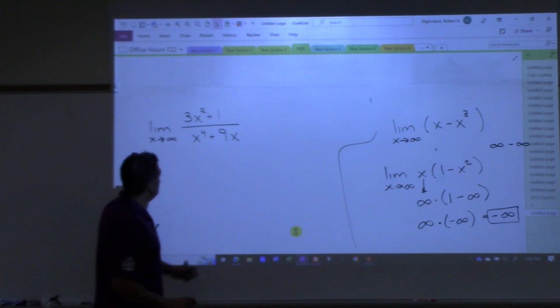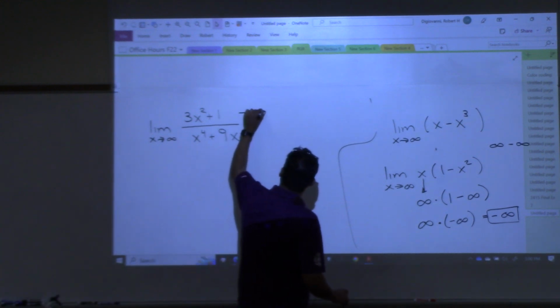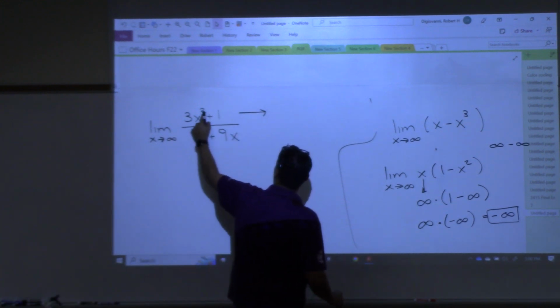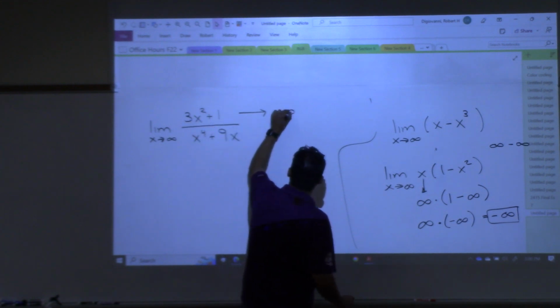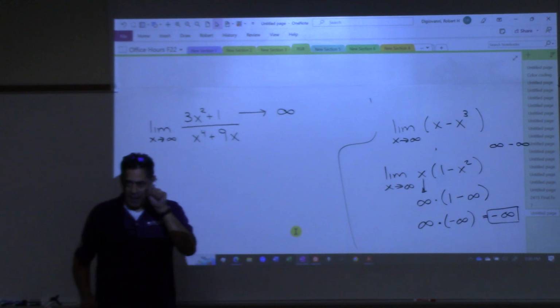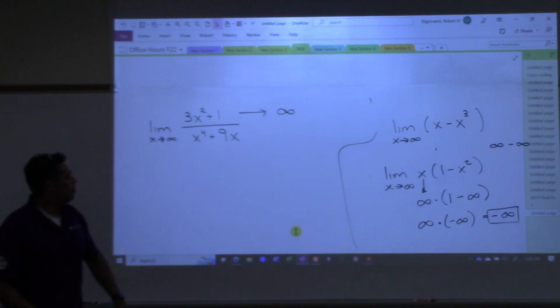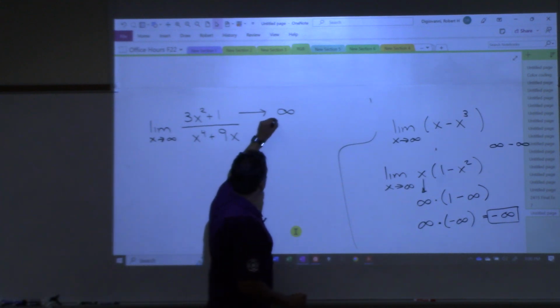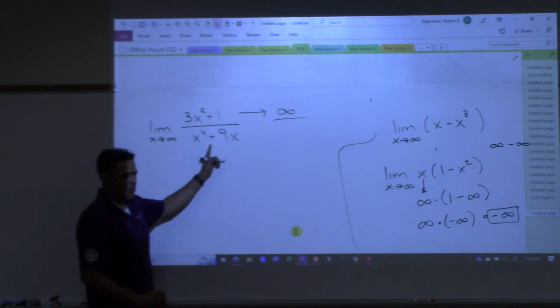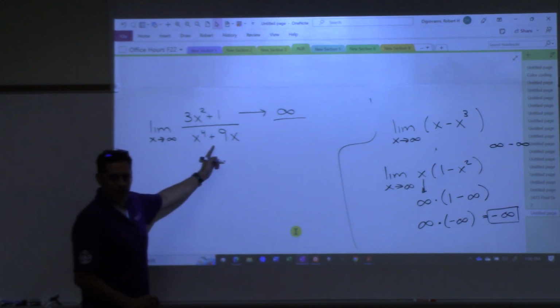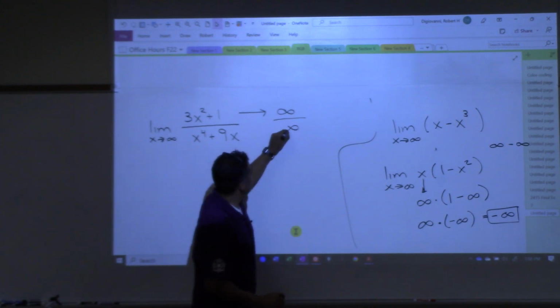What's happening up top? Where are we headed? Infinity squared is infinity, times 3 is infinity, plus 1 is still infinity. That's a huge number up top, right? We're headed to a huge number. And we're dividing that by what? A huge number plus 9 times a huge number, that's still a huge number, right? This is infinitely big on the bottom as well. Infinity over infinity.